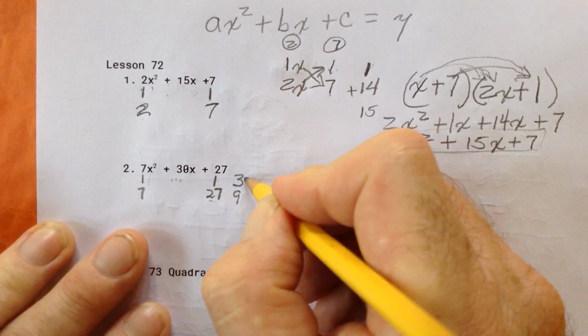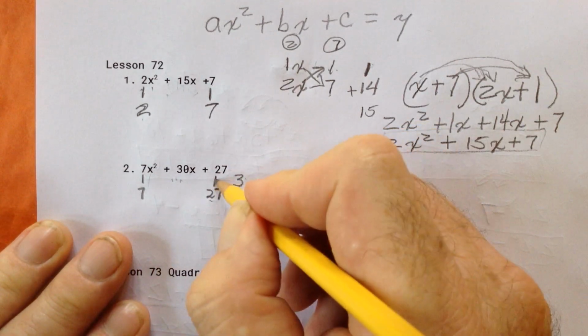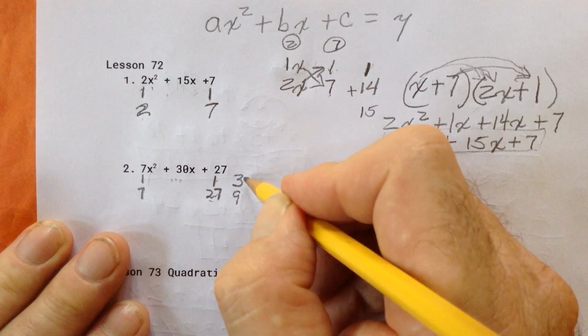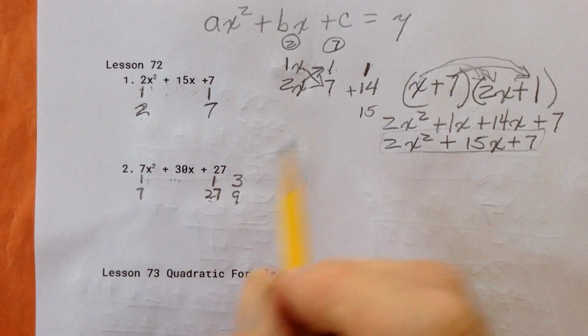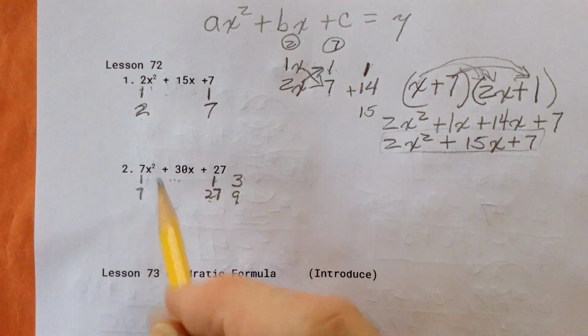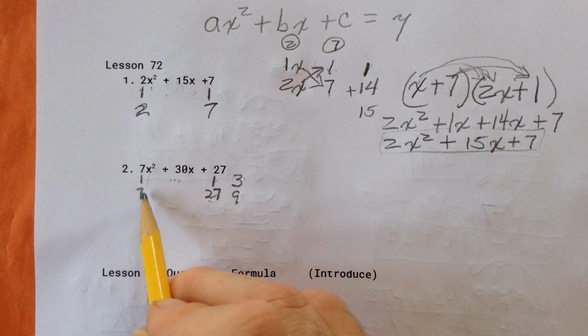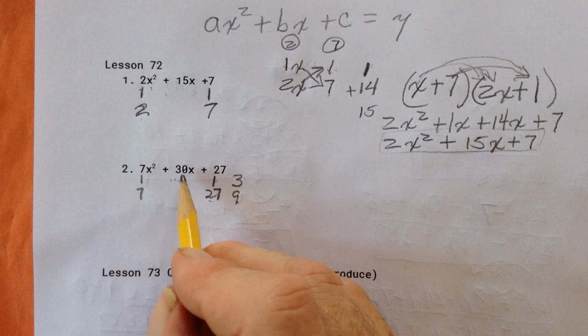1 and 27, and 3 times 9. 1 times 27 is 27. 3 times 9 is 27. So now we have to do like we did up here. We have to find a combination of which ones will add up to 30.